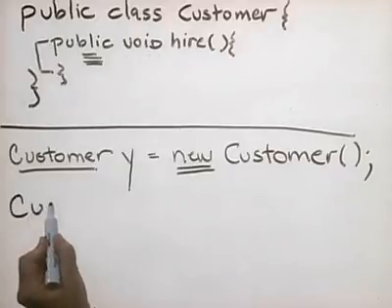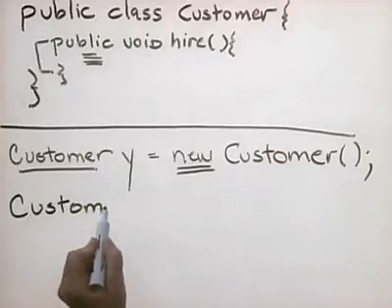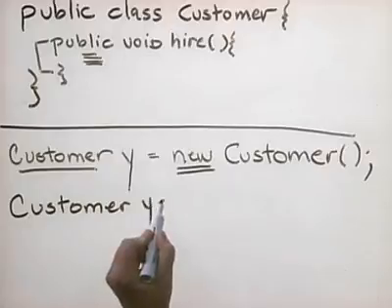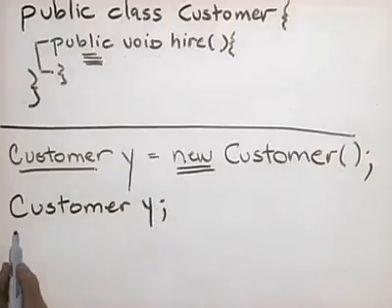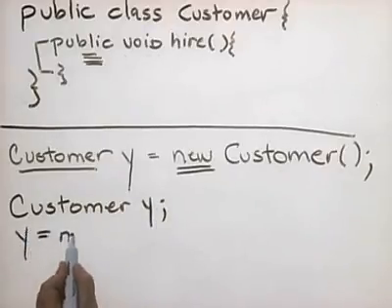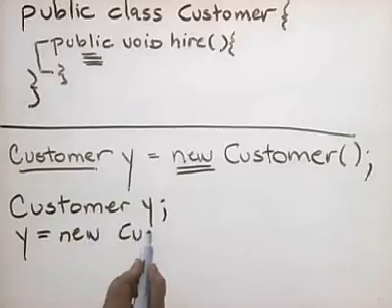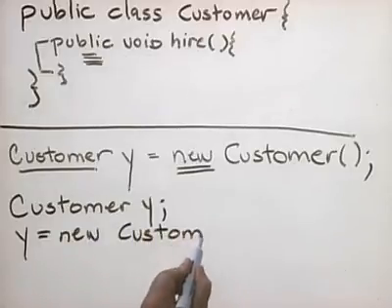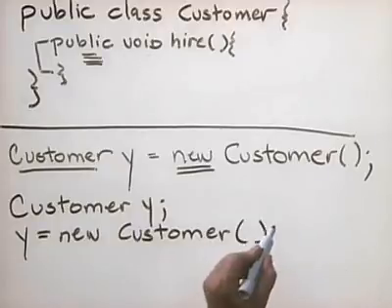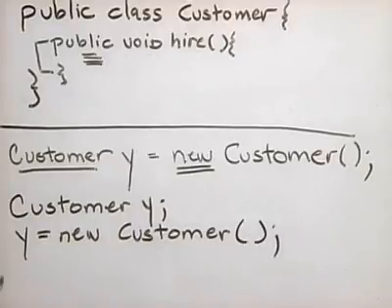What you could do is declare Y on one line and then instantiate on a whole new line. And that really depends on what you're doing in your code, but either one of these is acceptable. What I'm doing here is creating a reference variable called Y of type customer, and the next line I am assigning Y equal to a new instance of the customer object.